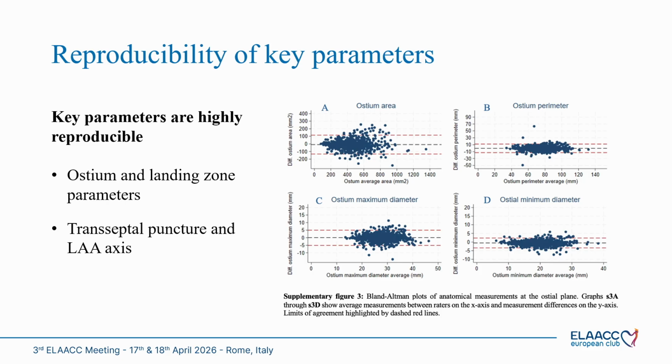We see very few outliers outside of the limits, and we see no tendency towards systematic bias, except for a slight proportionality bias in the area measurements, where we see raters tending to disagree more in very large measurements.